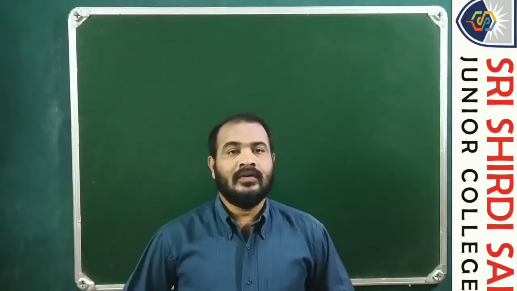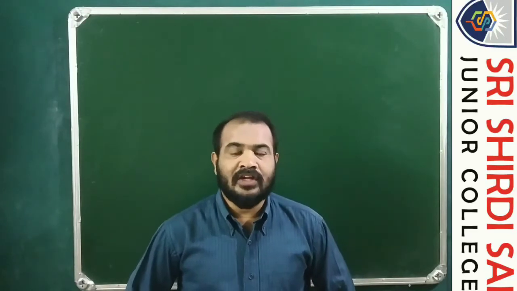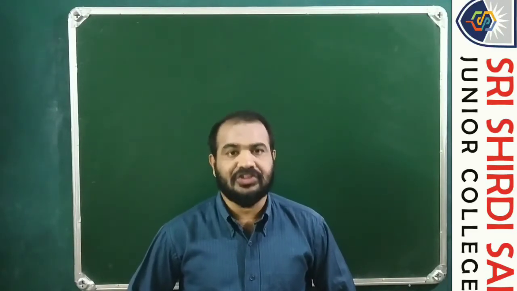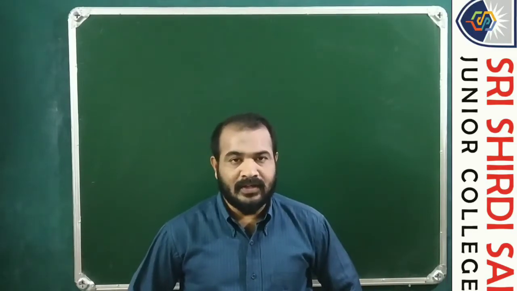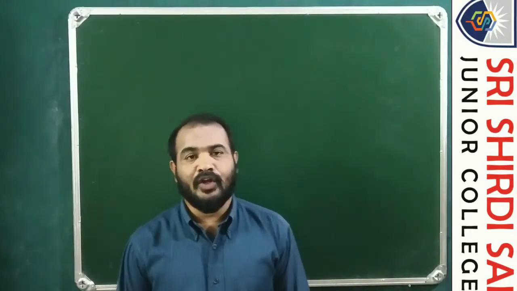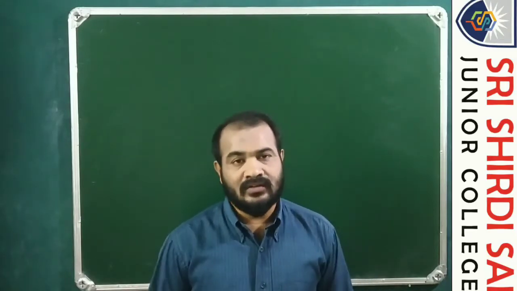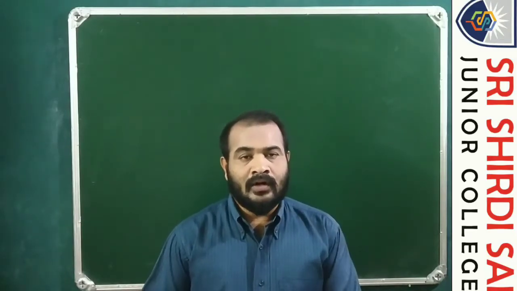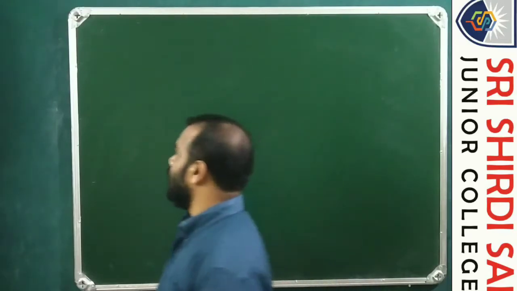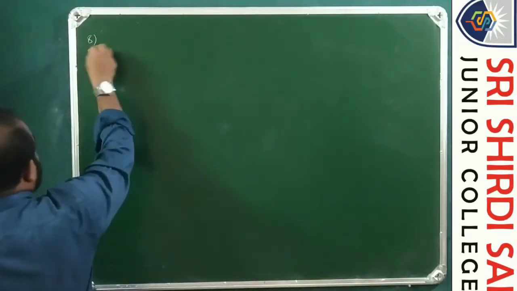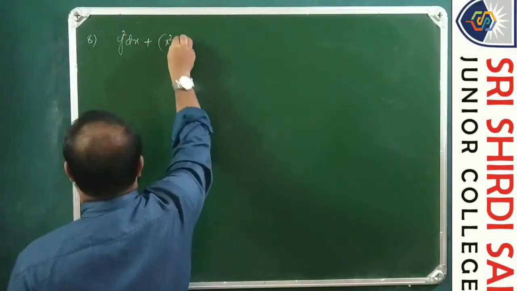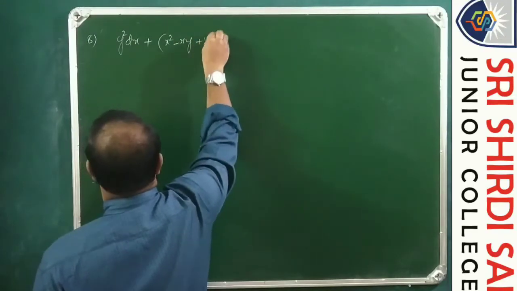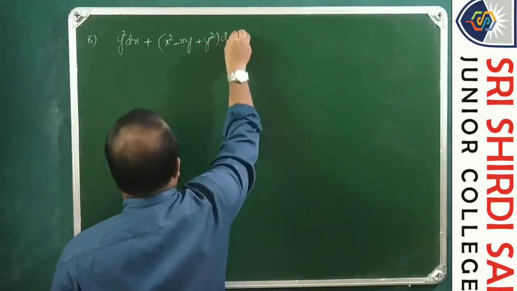Good morning students, we have been discussing the various methods to solve differential equations and we have finished the variable separable method, and for the last three videos we have been discussing the homogeneous differential equation method. So the eighth question is y square dx plus (x square minus xy plus y square) dy is equals to 0.